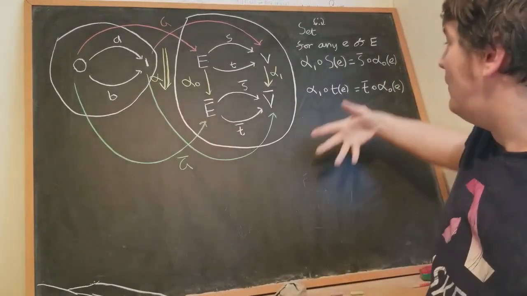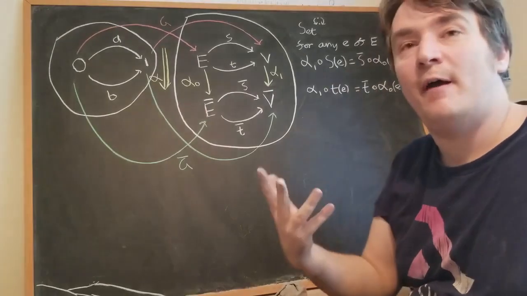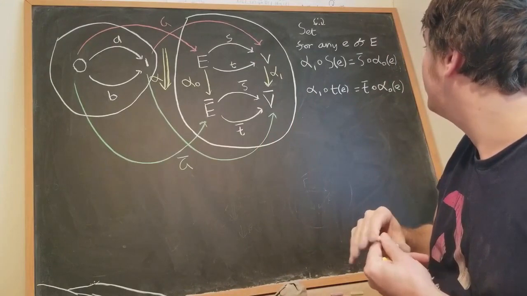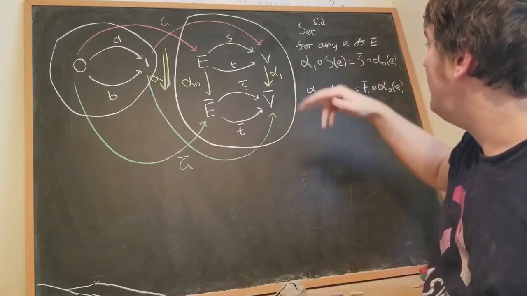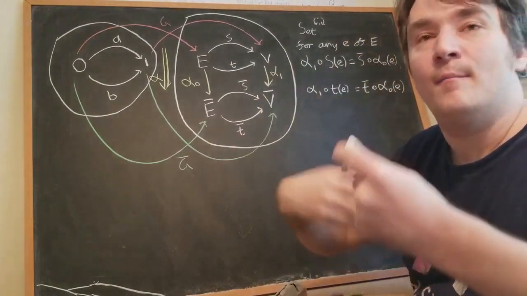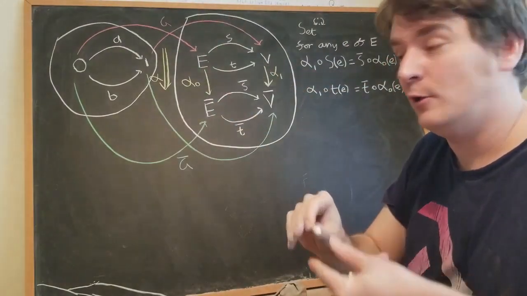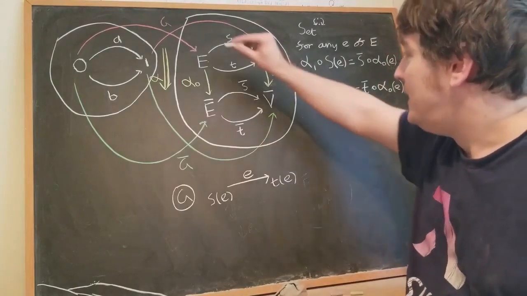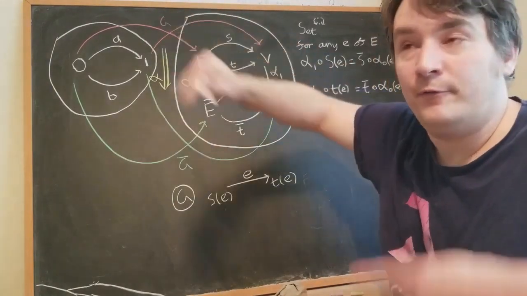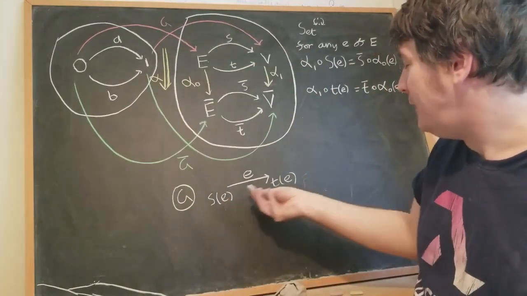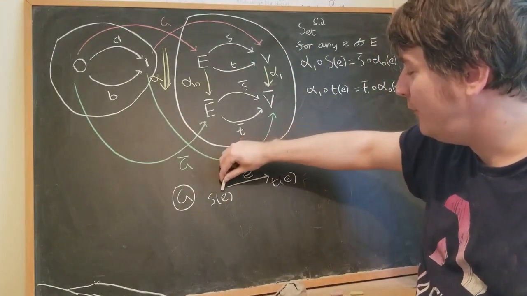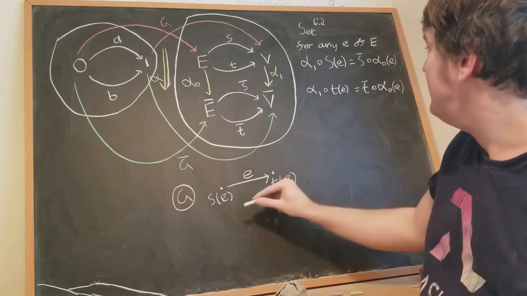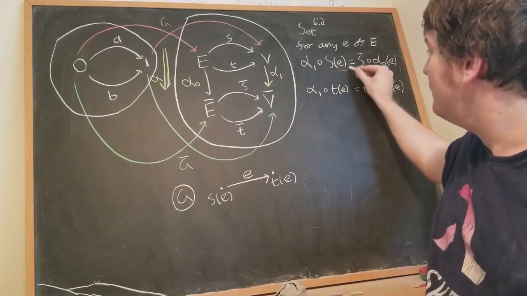And now if we think about what this means a bit, we'll see that it's a very natural idea. So let's think about this function first. We have this element E of our edge set. What does that look like in this graph G? It would look something like this: an edge E going from a source vertex S(E) to a target vertex T(E). So we understand what this bit means.